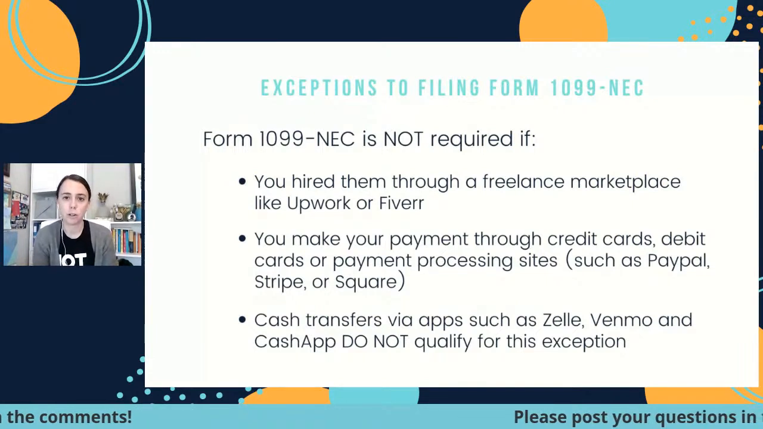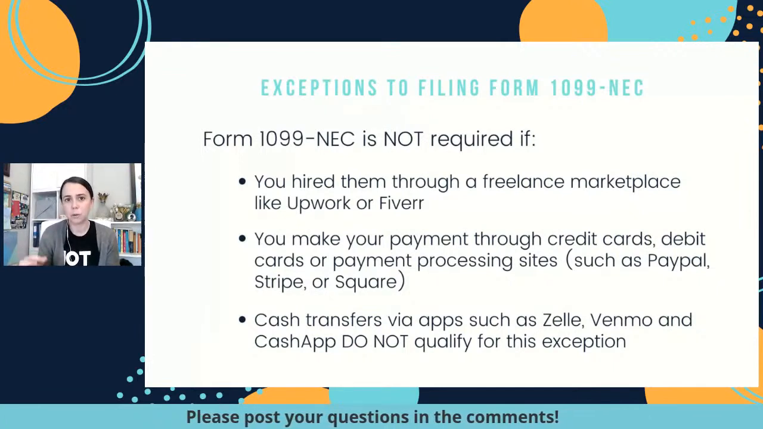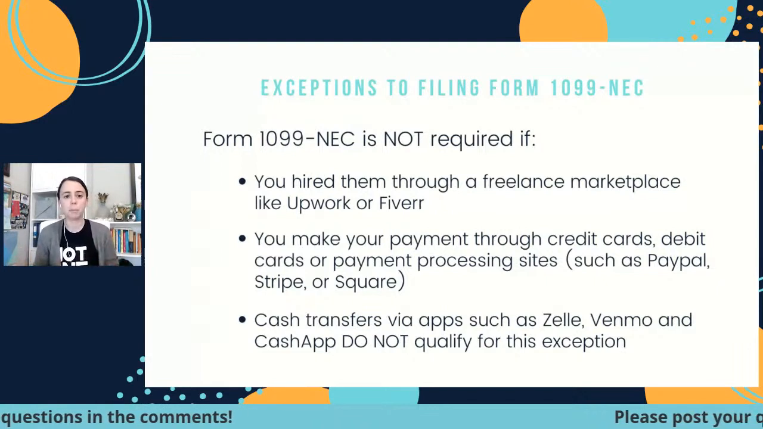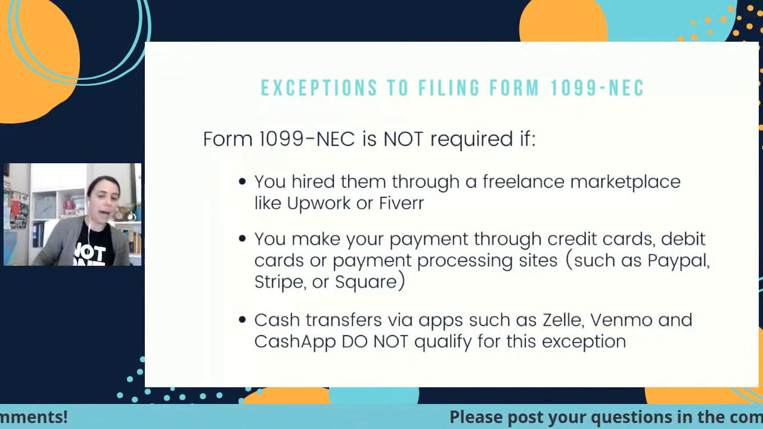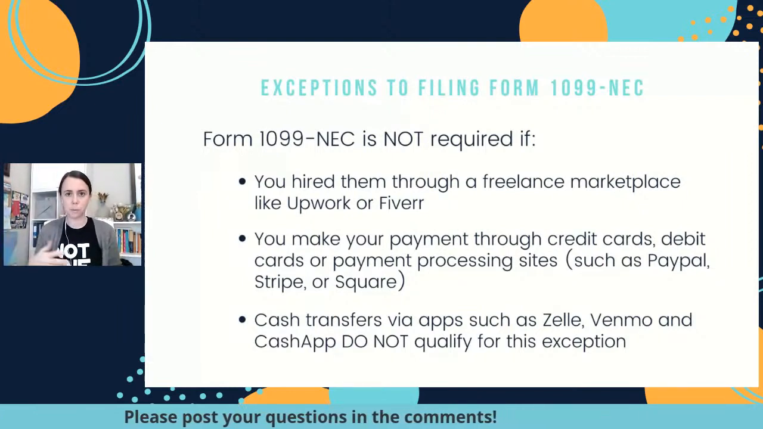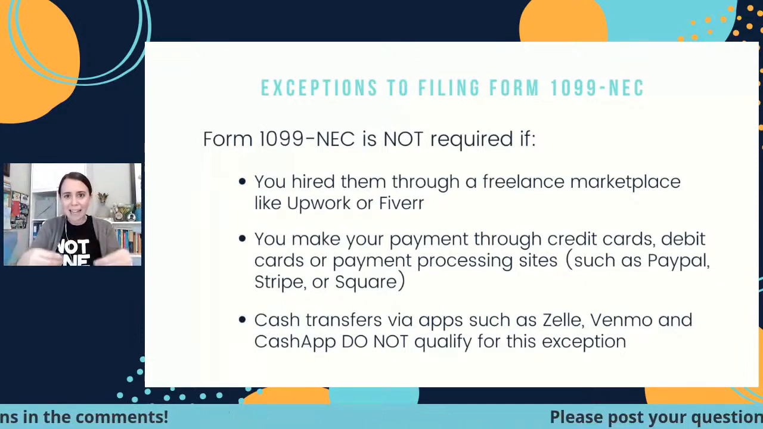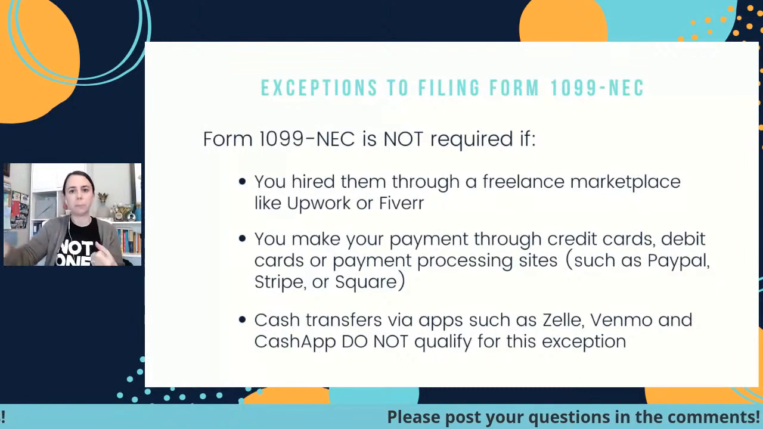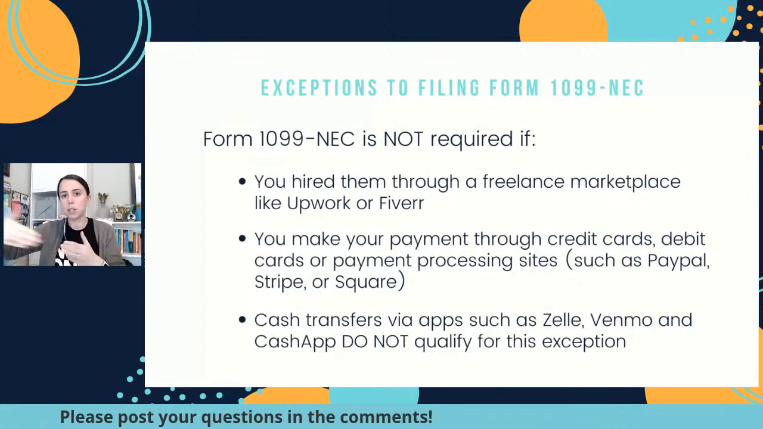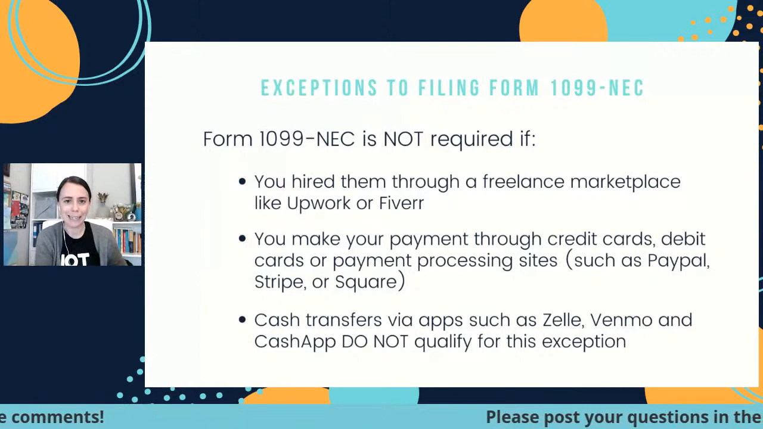Now, I talked about how there's one really big exception to the 1099 NEC rules, and it's if you've paid your contractors through a third party. So here's that exception. You do not have to issue a 1099 if you hired someone through a freelance marketplace like Upwork or Fiverr. The reason is that when you hire someone through those marketplaces, you're paying them through those marketplaces, right? If you've never used them before, you go on Fiverr, you find somebody, you pay the money into Fiverr, Fiverr holds the money, then when the person does the job, Fiverr pays out the money. So as long as you're paying through that freelance marketplace, you don't have to issue a Form 1099 NEC.